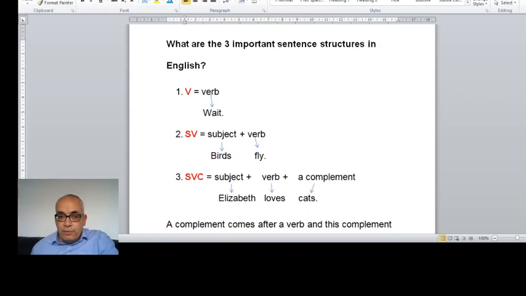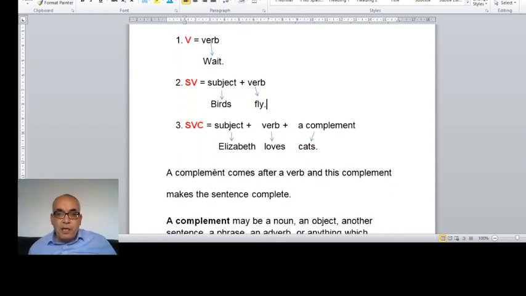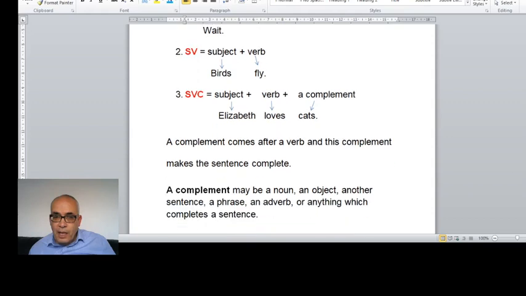Let's move on now. I explained this for you. A complement comes after a verb. Here, this complement after the verb. So after loves, loves is the verb, cat is the complement, cat comes after loves. Loves is the verb, so the complement is after the verb. This is the verb, and after it we have the complement. So a complement comes after a verb, and this complement makes the sentence complete.